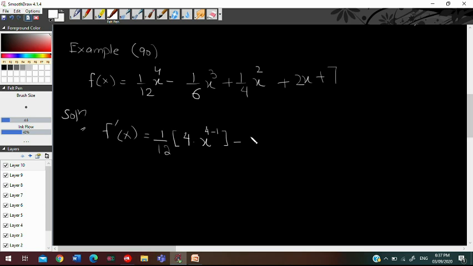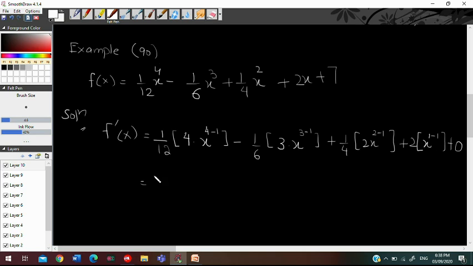Then minus 1 by 6 again is a coefficient, so we apply the differentiation on x cube. Again, the power of x is 3, so we write 3 as a multiple of this x, and then we subtract 1 from the original power of x. Plus 1 by 4 with 2x, 2 minus 1, plus 2. Here we have x, so x power 1 minus 1, plus 7, and we all know that the differentiation of any constant number is 0.